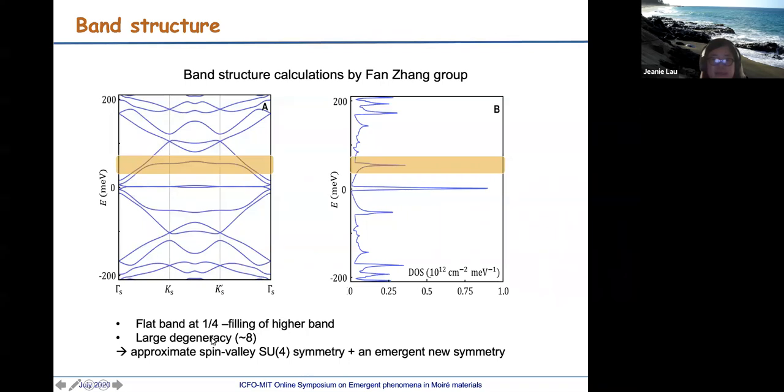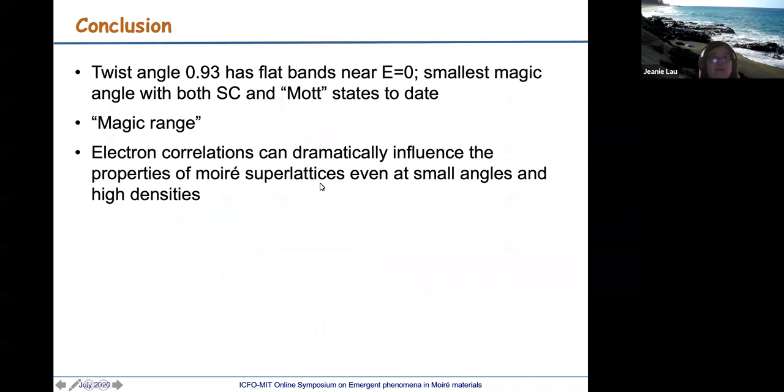So I think this has not been reported before, and we think this is a quite interesting observation. Just to conclude this part of the talk, even if we have a small angle, smaller than the orthodox value, which is 1.05 degrees, we still have flat bands. This is actually the smallest magic angle twisted bilayer sample with both superconducting and correlated insulating states observed. So likely twisted bilayer graphene does not have a magic angle, but it probably has a magic range.